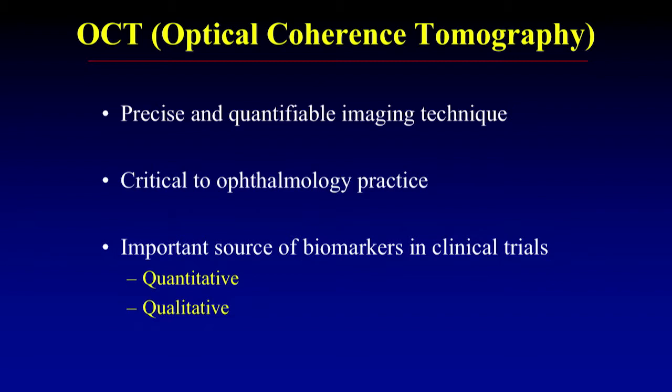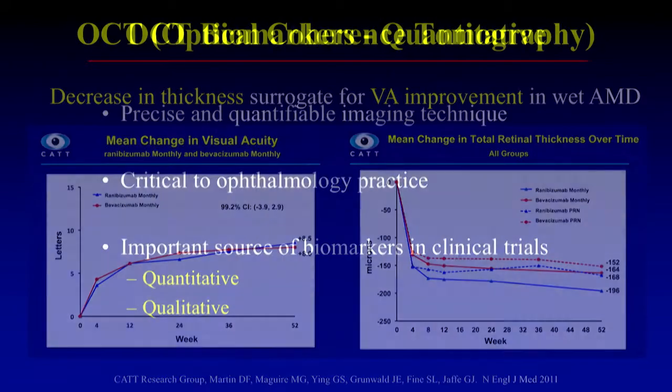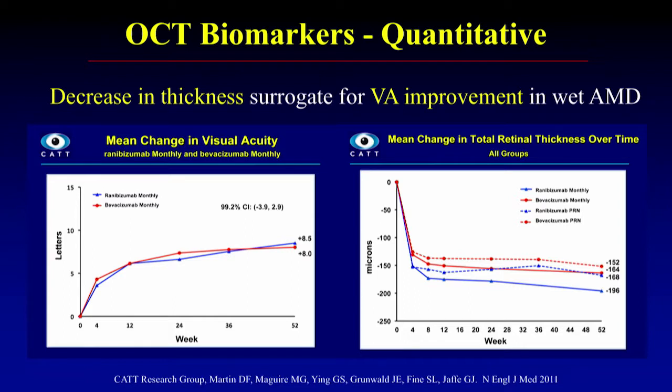OCT is a precise and quantifiable imaging technique that we're all familiar with, and it's become critical to ophthalmology practice. It's also become a very important source of biomarkers in clinical trials, particularly in wet AMD, as it can provide both quantitative and qualitative data. We've become very familiar with graphs like this, where a decrease in thickness can be a surrogate for visual acuity improvement in wet AMD and in other retina diseases. As the visual acuity improves, the thickness on OCT goes down.